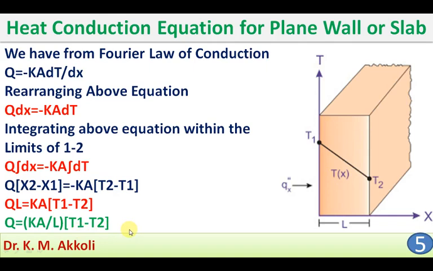Whenever the heat is transferring in one direction through a wall or a slab, we use this equation for finding the rate of heat transfer, if we know the thermal conductivity of the material, the area normal to the heat transfer, the length for which the heat is transferring, and the temperatures between the two surfaces of the wall.